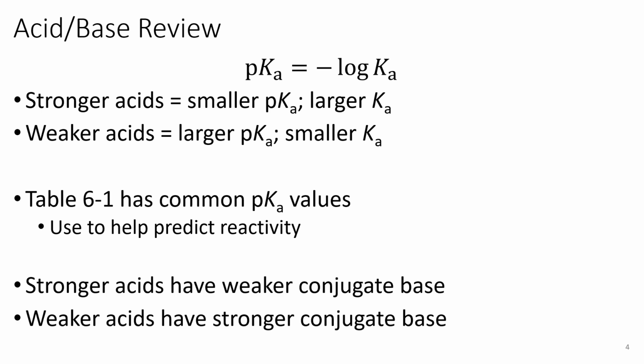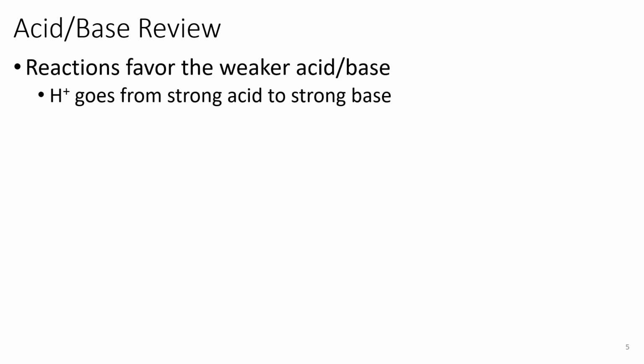What we're going to see in our reactions is that stronger acids have weaker conjugate bases, and weaker acids have stronger conjugate bases. So we see this strong-weak relationship. Because of this relationship, we can predict which side of a reaction we favor. Do we favor the reactant side as a whole, or the product side as a whole? We're always going to favor the weaker side, the weaker acid and base. This means that the H+ ion goes from the strong acid to the strong base. Once again, the strong base is more reactive than the weaker base. So we're always going to favor the weaker side.